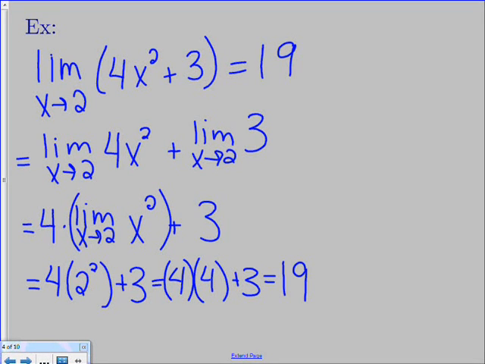So just like any other function, you can split it apart using those limit properties and break it into smaller chunks to work with. And this is a great example that's going to segue into our next topic of limits of polynomials. As you can see up here, 4x squared plus 3, that's a polynomial. And if you were to plug in the 2 from the get-go, you would have gotten the same answer of 19. So we're going to talk about that next.